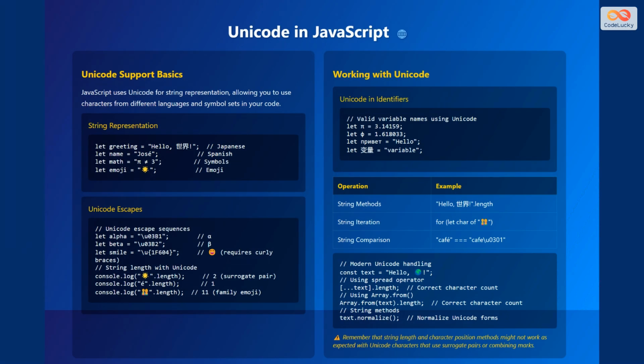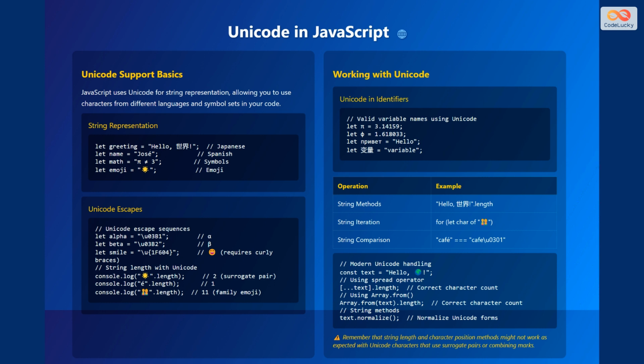Next, let's talk about Unicode support in JavaScript. JavaScript uses Unicode to represent strings, which allows the use of characters from different languages and symbol sets. This includes Japanese, Spanish, symbols, and emojis. Unicode escape sequences can be used to represent characters using their code points.